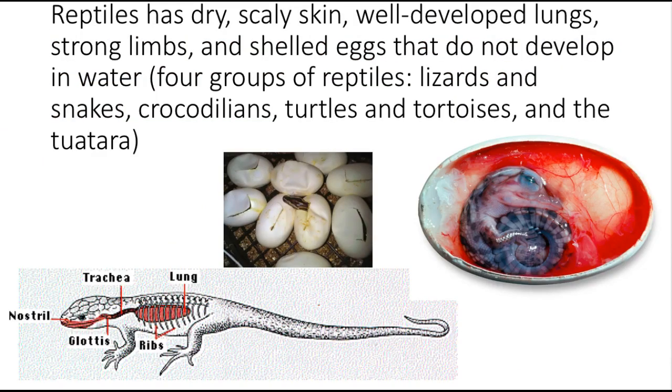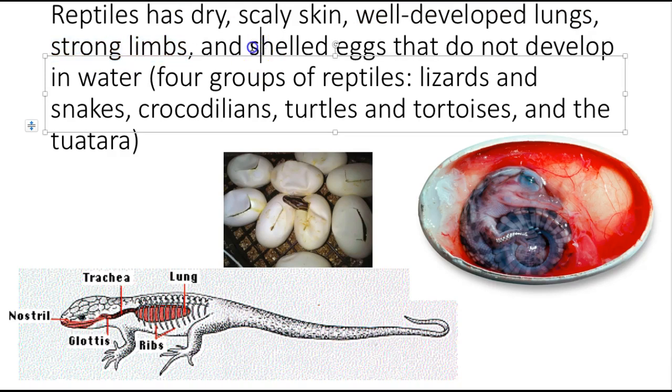Next one is reptiles. Reptiles have dry, scaly skin. So if you think about a lizard or crocodiles, they have dry, scaly skin. And they have very well-developed lungs because a lot of the time they have to be away from water, but they still have to breathe. They can only rely on the lungs, so they have to have very well-developed lungs. And then they have very strong legs to allow them to crawl on land.